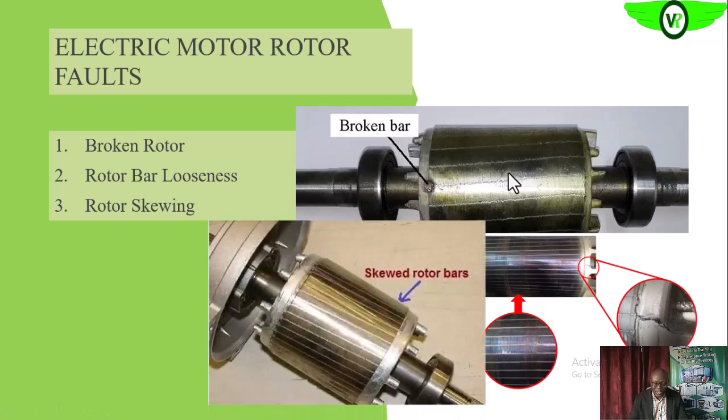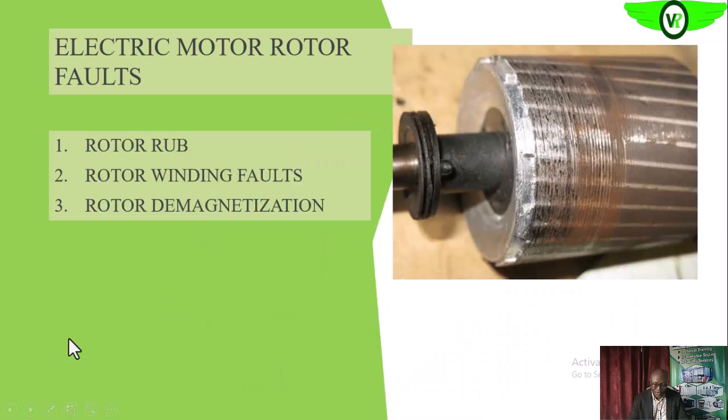Another factor is the skewing of the rotor. If you look at these rotor bars, you see that they are skewed. They are not straight; they are placed at an angle. During operation, or because of maloperation or wrong handling during maintenance and what have you, that skew can be increased beyond what is normal, and that will eventually affect the operations of the rotor.